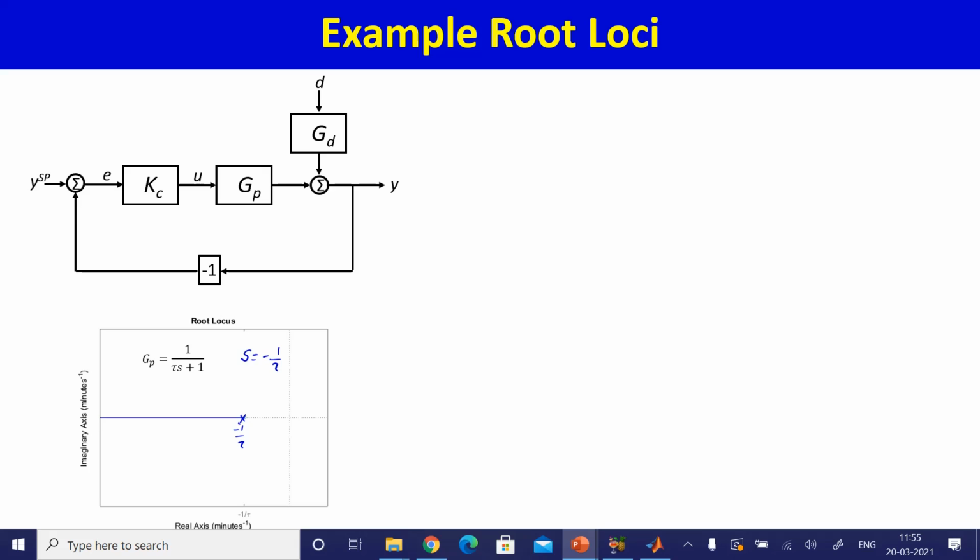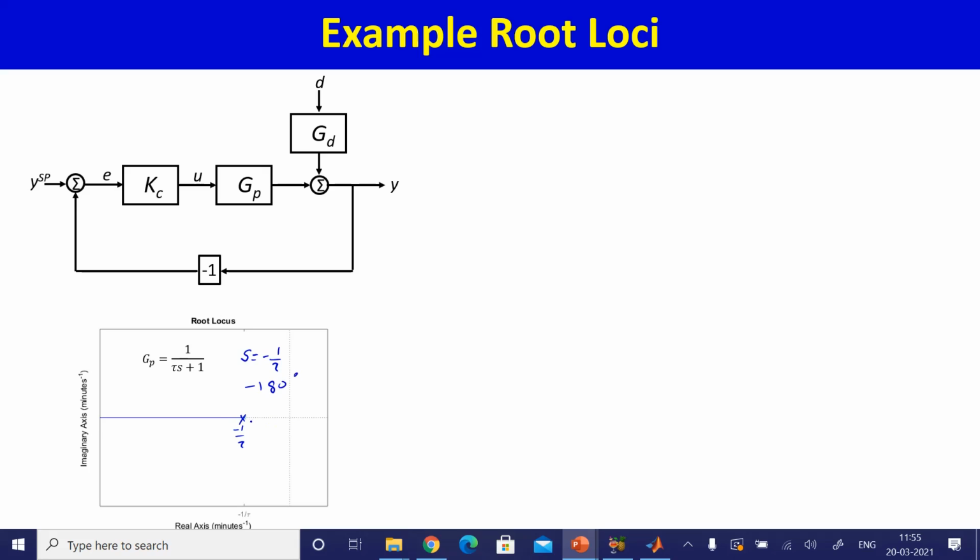And it will have one asymptote because there are no zeros. So there will be one root locus branch because n, the order of the denominator of the open loop transfer function, is 1. So there will be one branch, one asymptote, and because there is one asymptote, its angle is going to be minus 180 degrees.